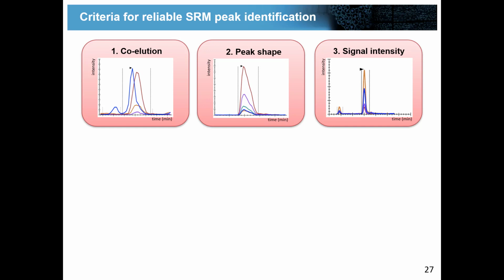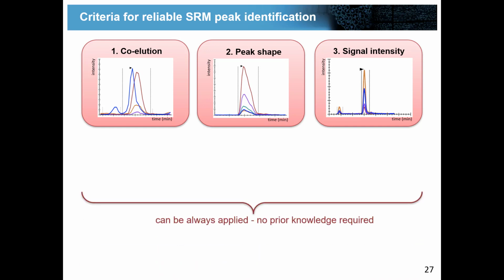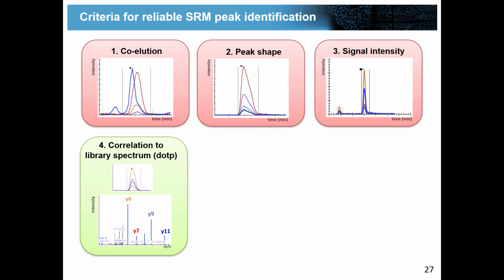You just look at the peak and you ask, is it co-eluting, is the peak shape nice, and is it intense? But unfortunately, for a lot of complex samples, using just these 3 things to check is not enough to be really confident that you are measuring the right thing. And that's why it's important to have additional knowledge or additional parameters that you can check. And one parameter is correlation to the library spectrum.